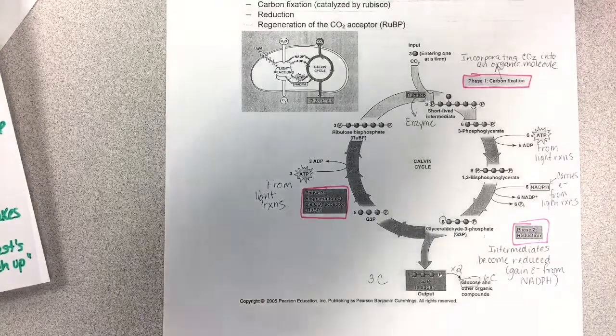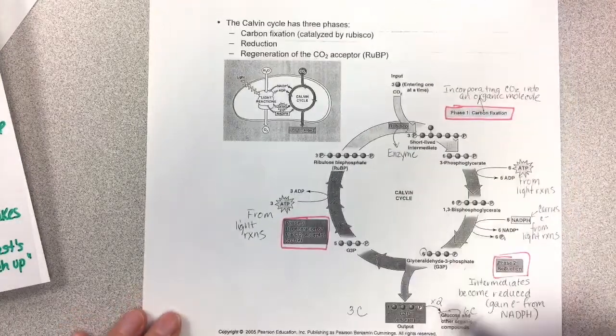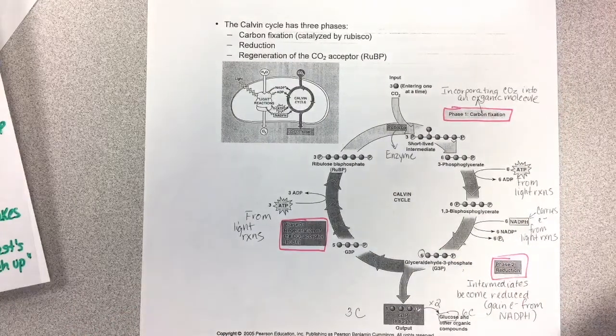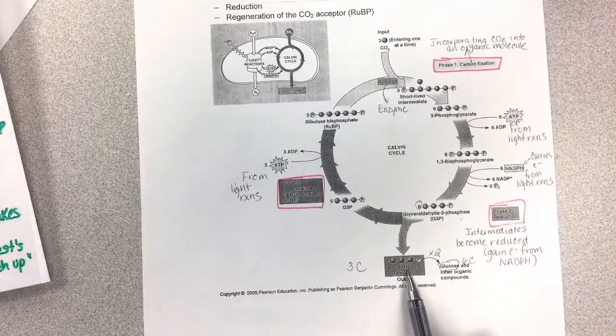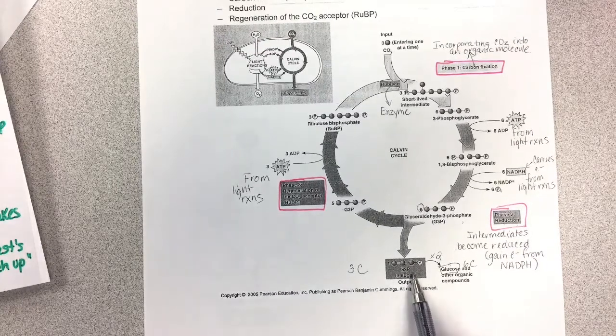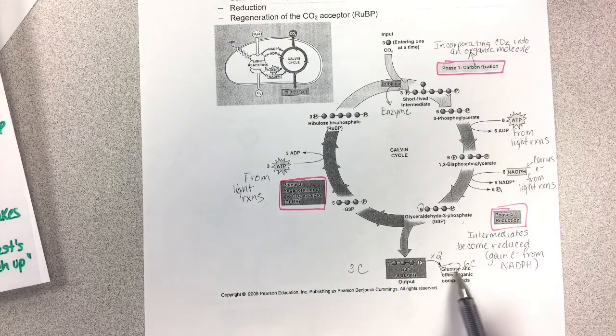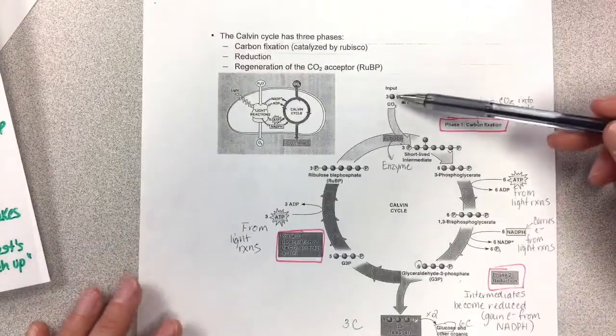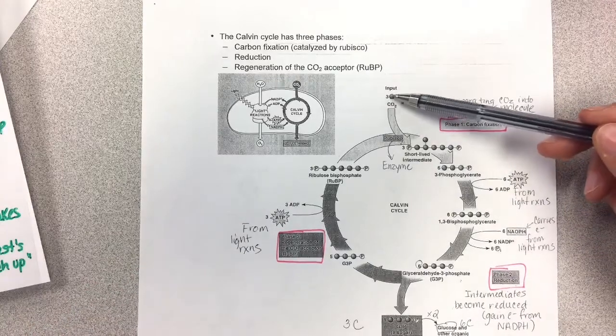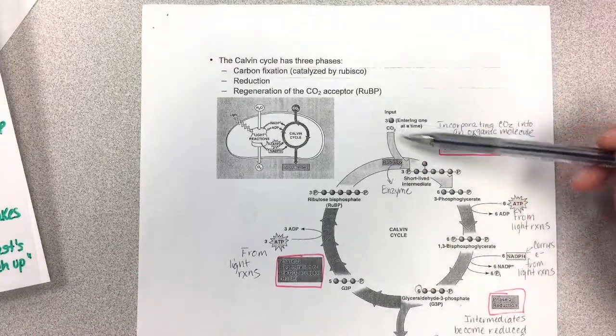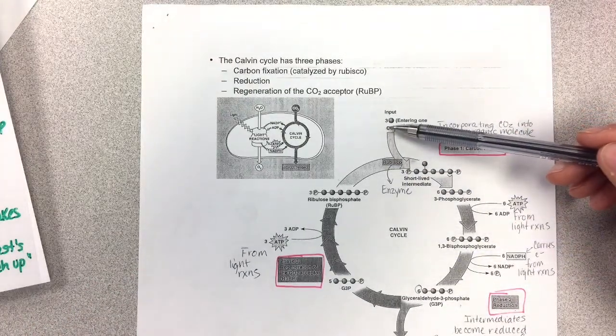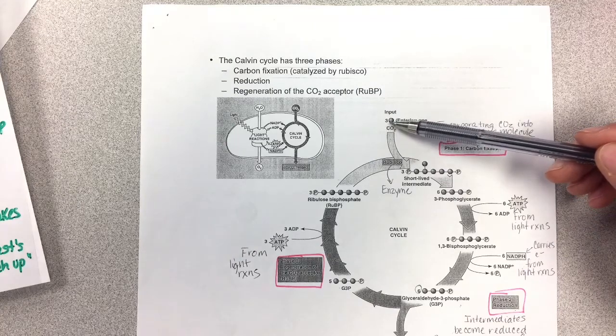Okay, so we left off with finishing up the Calvin cycle. And so remember, the purpose of the Calvin cycle is to make your sugar molecule. So you get one G3P, and then two of these make one glucose molecule, and therefore you get a 6-carbon compound.